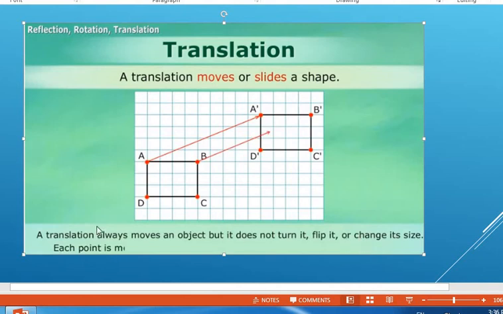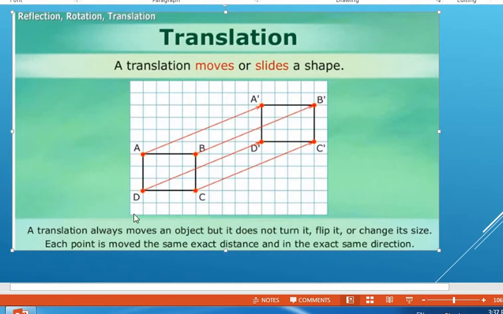Each point is moved the same exact distance and in the exact same direction, like here, from A to A dash, from B to B dash, from C to C dash, from D to D dash.